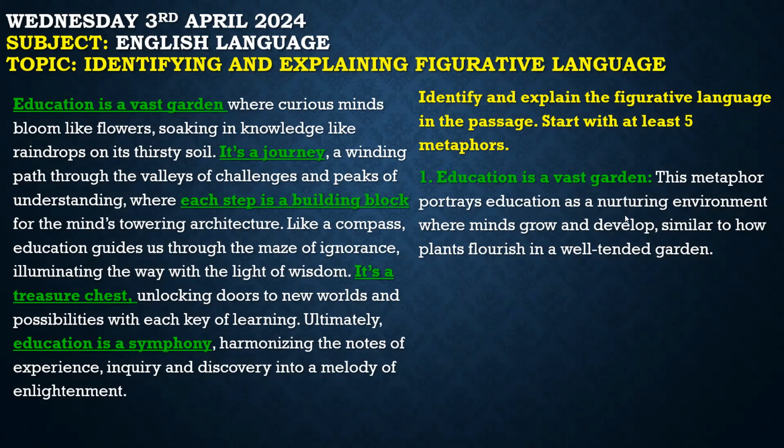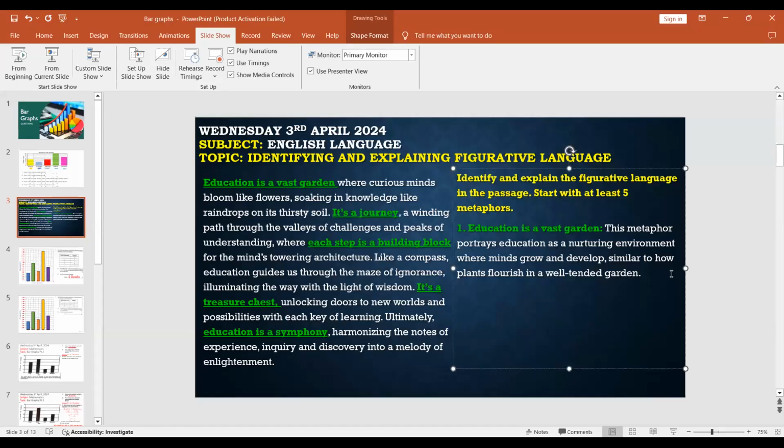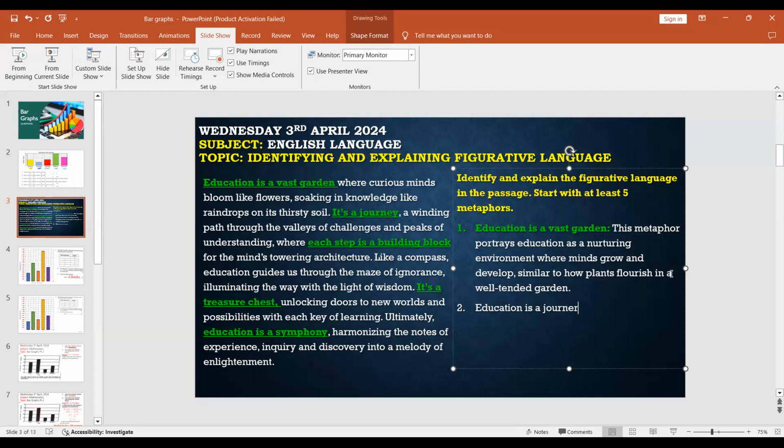Very good. So the reason why they compare education to a garden is because it's a nurturing environment, right? Just like how plants grow inside of a garden, inside the environment of education, you have a nurturing environment. Plants bloom and bud, just like how students' minds develop and grow, okay? And now the second one is education is a journey.